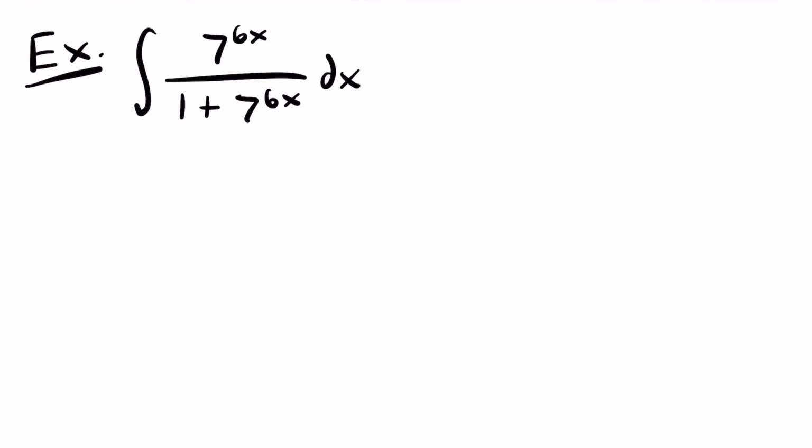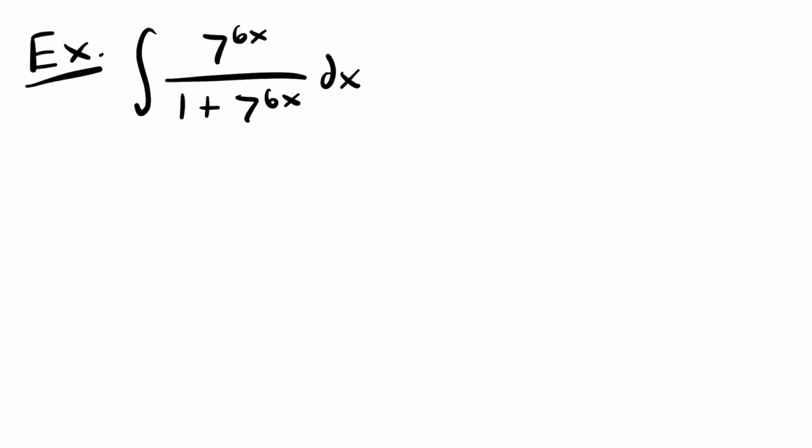All right, so for our last example, we have the integral of 7 to the power of 6x divided by 1 plus 7 to the power of 6x times dx. And so how do you think we are going to go about solving this integral? Maybe you're thinking we should set u equal to the exponent of this exponential function because it's not just x, right? That's kind of what I've been telling you this whole video.